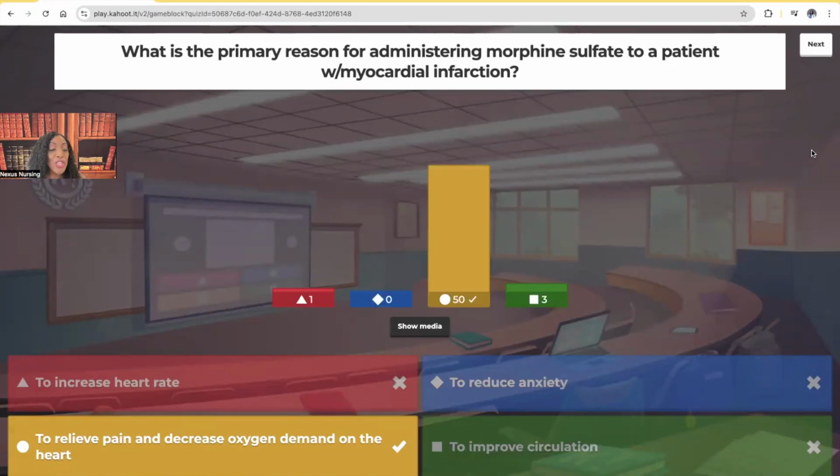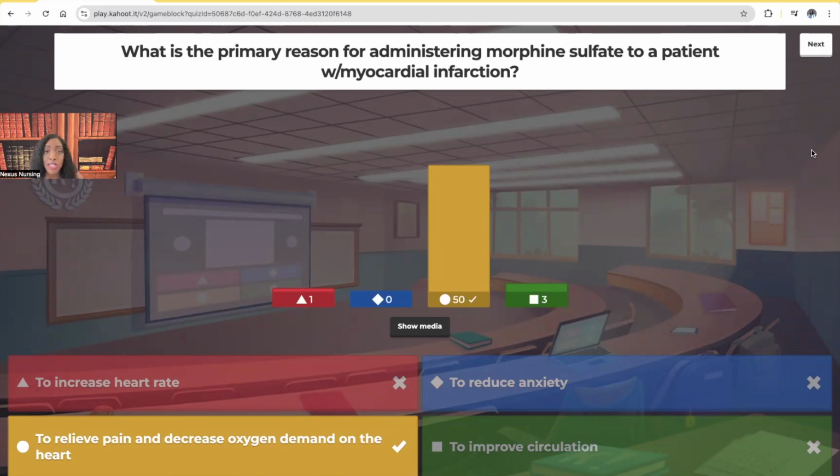Very good. To relieve pain and decrease oxygen demand on the heart. So, myocardial infarction, patients having a heart attack, right? Why would we give morphine sulfate? By the way, this is a narcotic. Why would we give this? We want to relieve the pain because you having a heart attack, you feel like an elephant is standing on your chest. That pain will change your physiological dynamics. Okay, that's how bad the pain is. We want to relieve the pain, and we want to decrease oxygen demand to the heart.